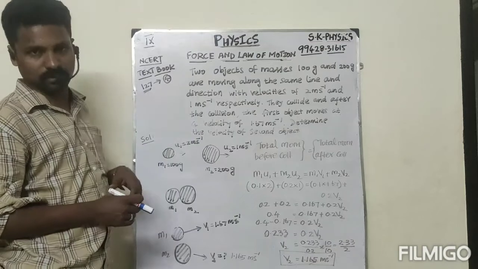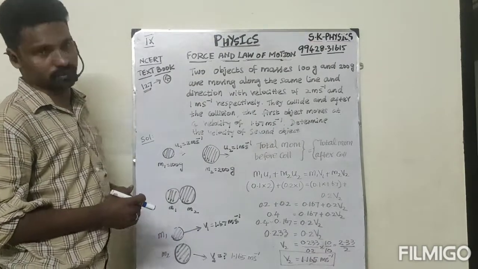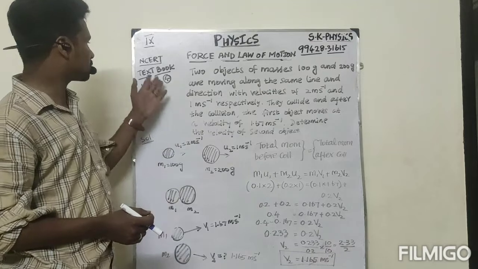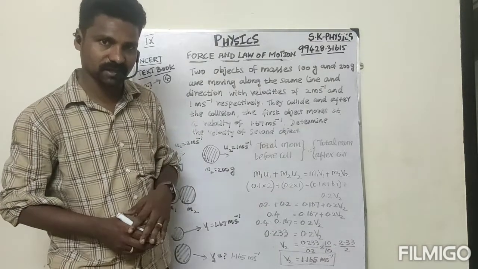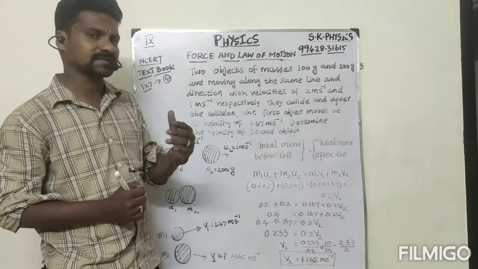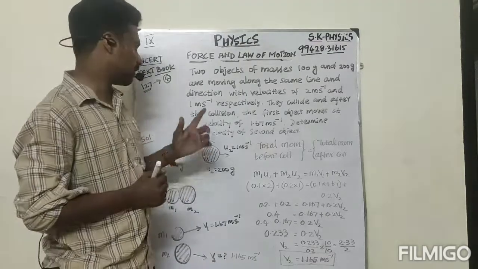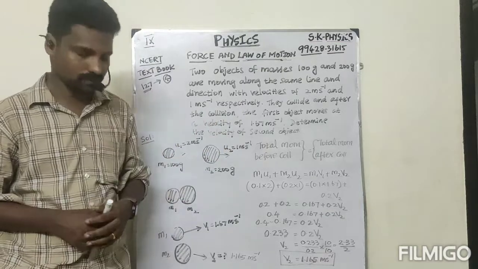So now I am going to solve the problem, question number 4, page number 127. This is also like the third question. They are based on the law of conservation of linear momentum. In the previous question they asked for the recoil velocity of the gun, but now we are going to find the velocity of one ball.